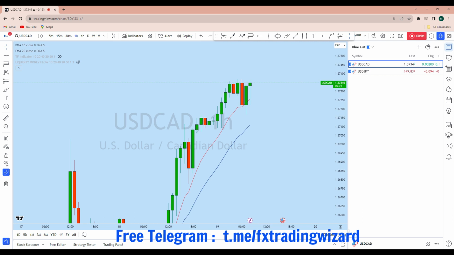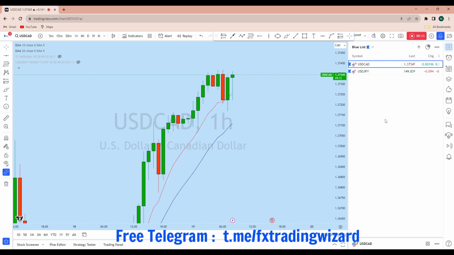So we see the dollar CAD and dollar yen currently showing significant trading opportunity. First of all, I'll look at dollar CAD starting with the higher time frame, and then we'll jump onto the dollar yen to see how the market is evolving.